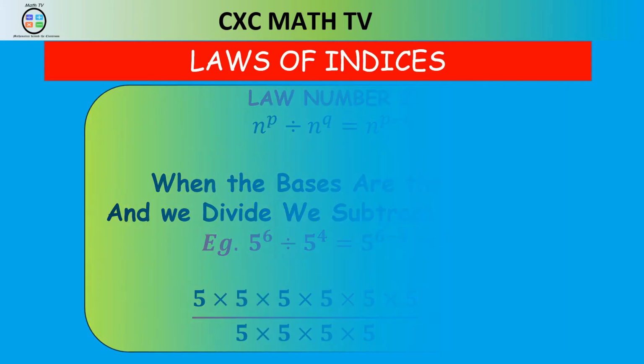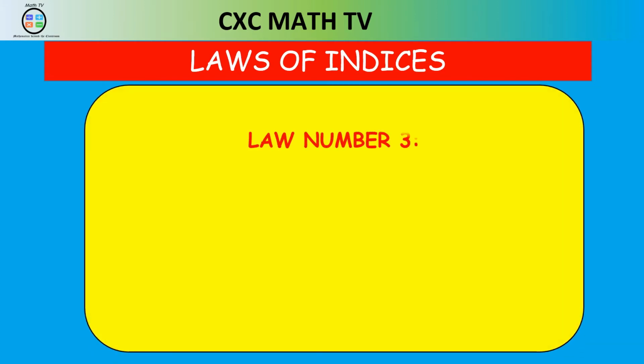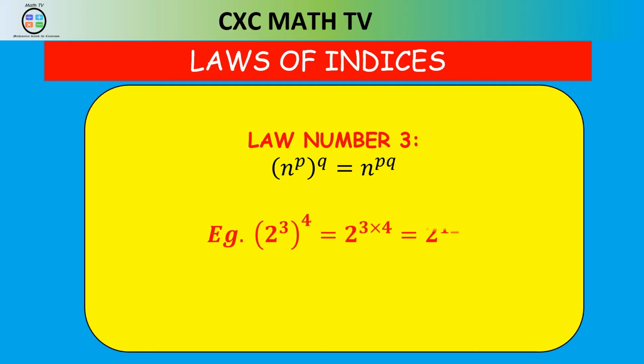The third law tells us that n to the p raised to the q is n to the p times q. In other words, we're saying that 2 cubed to the 4th power can be written as 2 to the 3 times 4, and 3 times 4 is 12, so that's 2 to the 12.